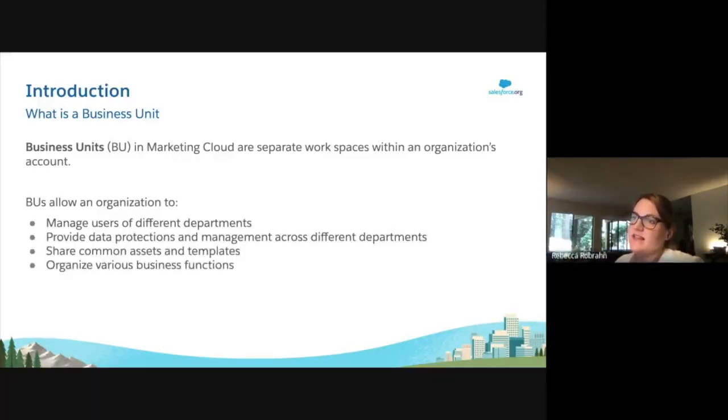But what business units allow an organization to do is manage different users of different departments or teams or divisions. It also provides some protection around data and management across different departments and what data they have access to. It also gives the organization the ability to share common assets and templates across various business units, again, departments or divisions. And it really just helps organize various business functions across the organization.